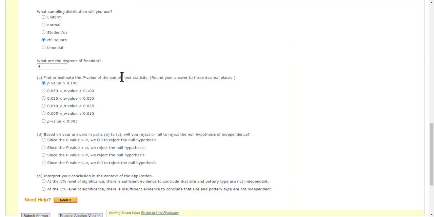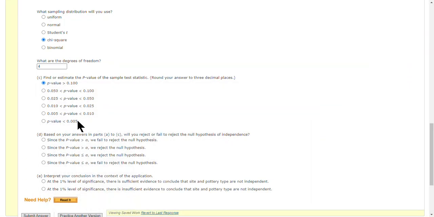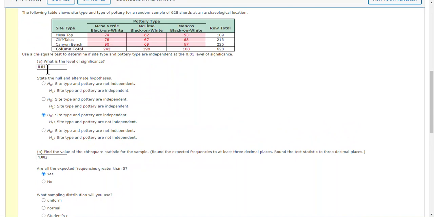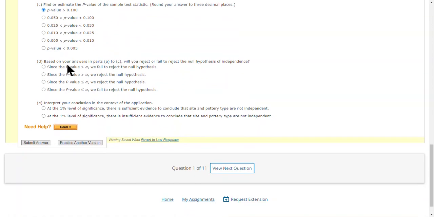And then next we move down to part C, where we find or estimate the p-value. I look at my p-value, and my p-value is 0.9, right? That's pretty big. And so part C says my p-value is bigger than 0.1. Well, that's certainly true. This is a little bit of a typo from our textbook author, because our alpha is 0.01. So this really should say that it's bigger than 0.01. But this is not a false statement, but it's not particularly helpful in the context of this problem. But really, part D is the part we're interested in.